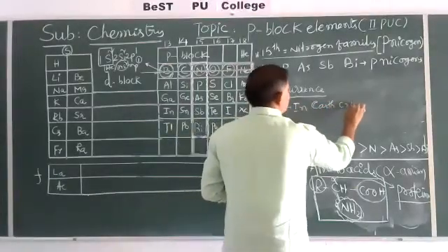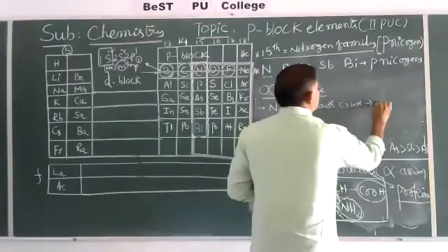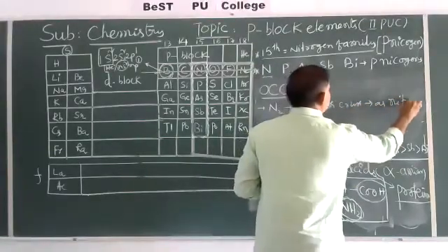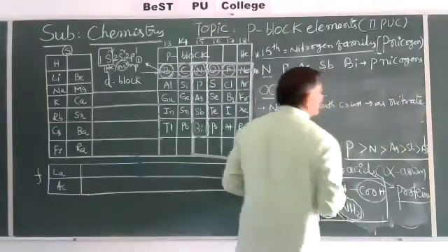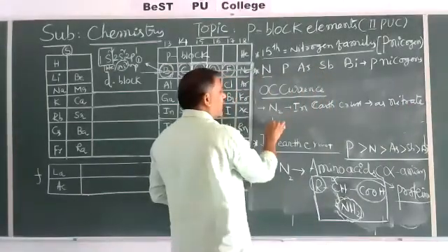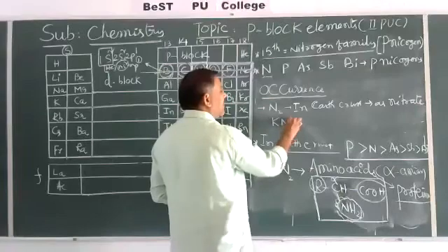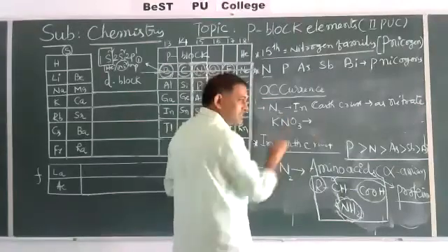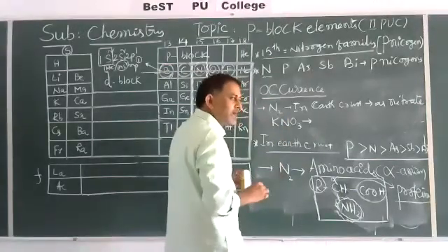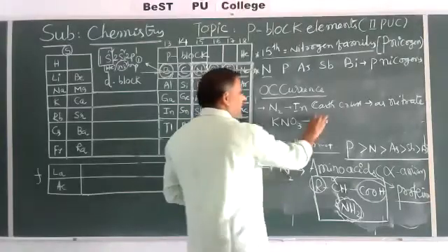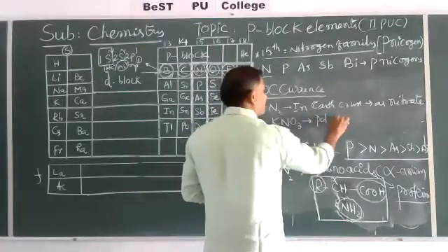In earth crust, nitrogen exists as nitrates. Maybe in objective level they will ask. KNO3 is there. Its general chemical name we know, what is that? Potassium nitrate. So its name is potassium nitrate.